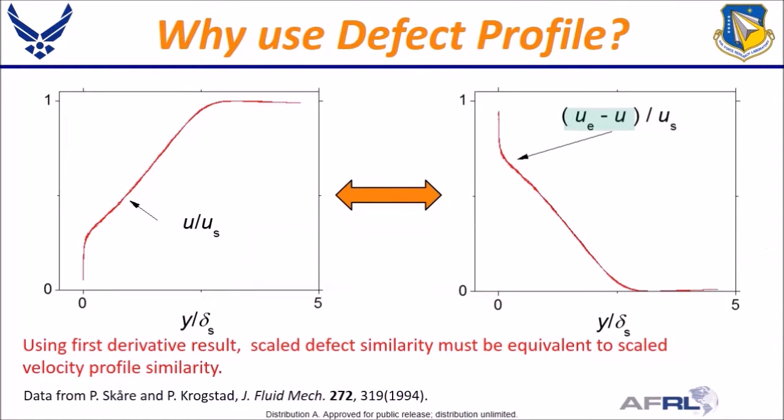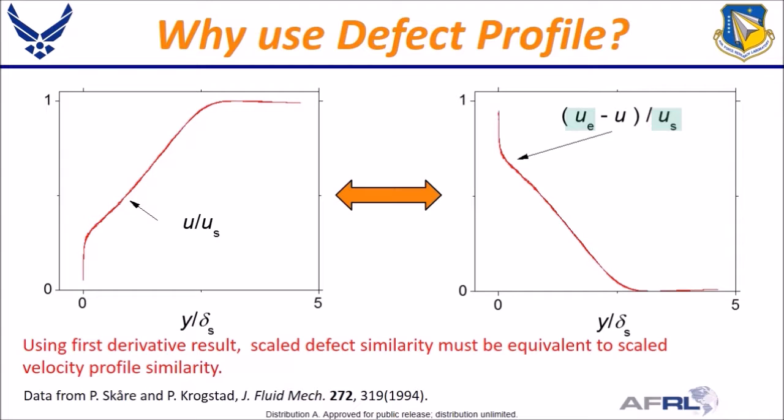Alright, let's get back to our integral area story about the velocity profiles. Using the first derivative result, we can state that if similarity is present in a set of velocity profiles, then it must also be present in the calculated defect profiles. The defect profile is defined as U sub e minus u at xy. We just showed that U sub e divided by U sub s must be a constant. Subtracting a constant from all of the areas will keep the areas equal. This is kind of a remarkable result.